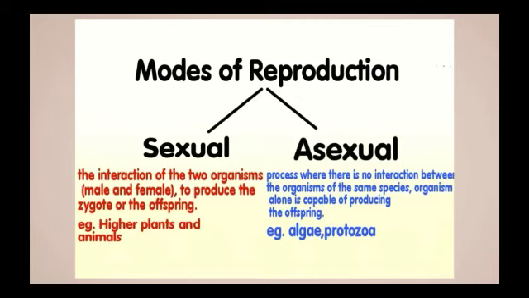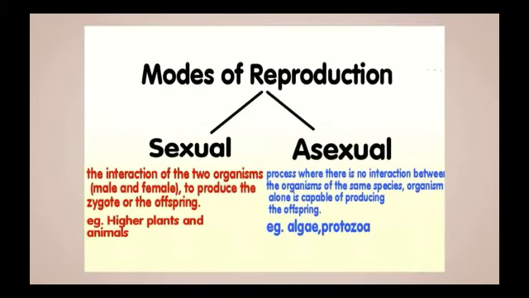Sexual reproduction requires interaction of two different organisms, which are male and female. Once they release the male and female gametes, they fuse together and form the zygote, which is the baby. Generally, sexual reproduction is seen in higher plants and animals.